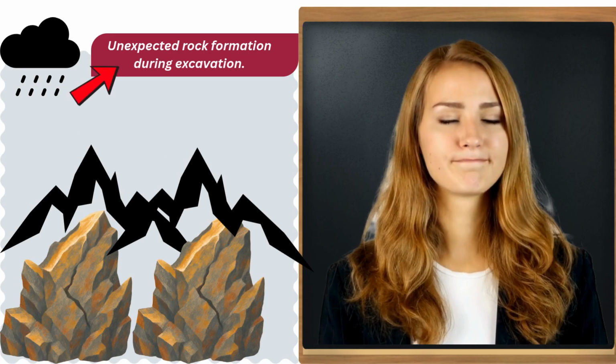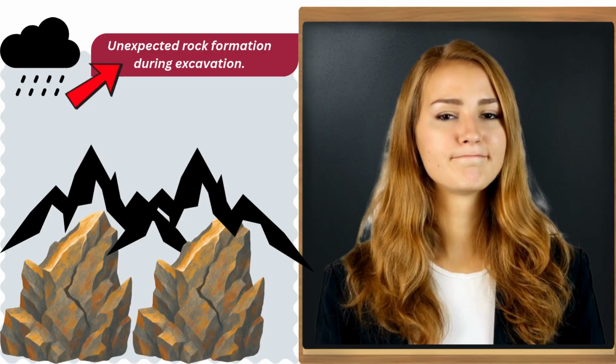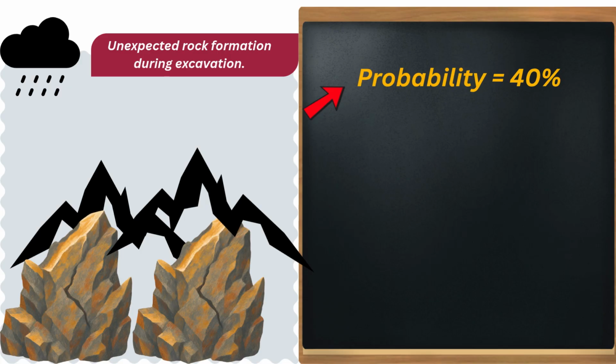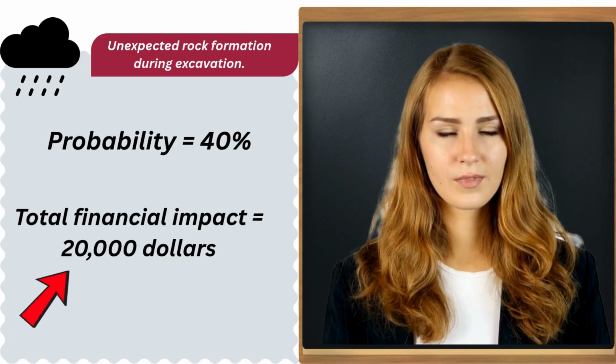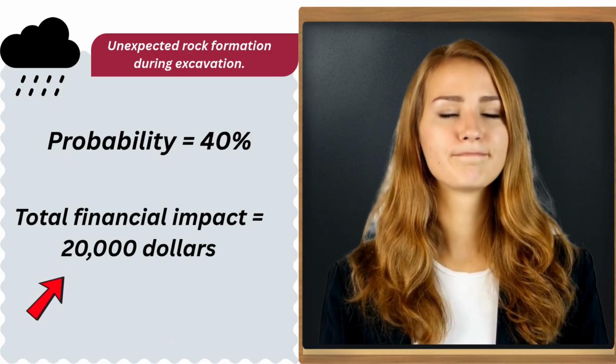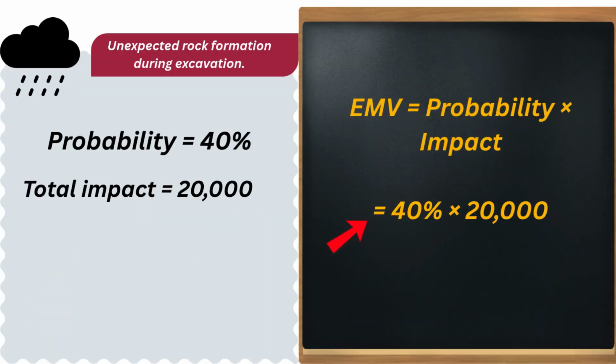There is another risk identified by the project manager: unexpected rock formation during excavation. He estimates the probability of occurrence of the risk as 40%. If rock is encountered, the additional excavation cost is $20,000, so the financial impact is $20,000. So the expected monetary value is 40% of 20,000, that is $8,000.